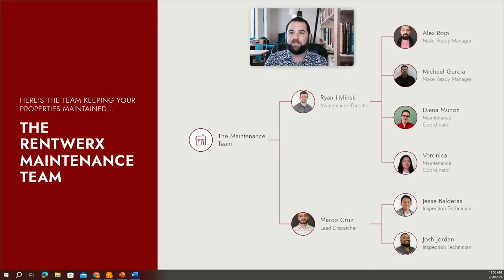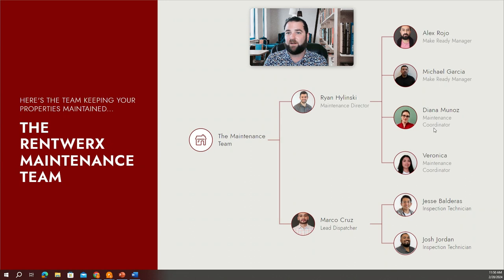Another huge part of maintaining your properties and a successful management company is their maintenance team. And we have a much larger maintenance team than your average property management company. You can see our chart here of all the different folks we have who are in charge of maintaining your properties, who are in charge of managing vendors, who are in charge of inspecting your properties, completing lock changes and things of that nature. We have an entire team who is dedicated to managing the maintenance at RentWerx.